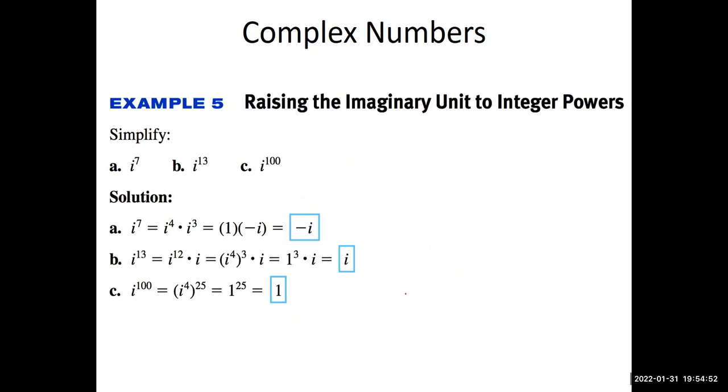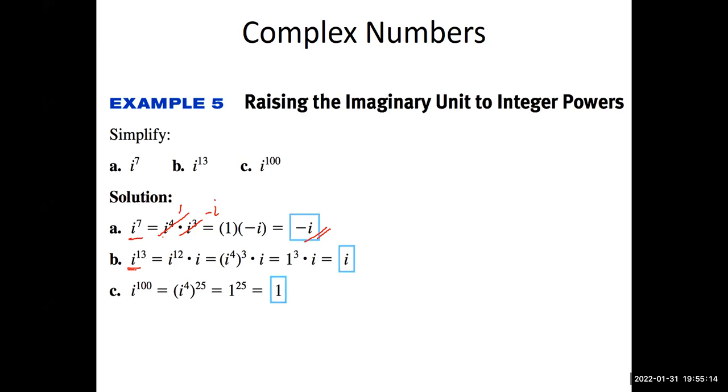So we have here some examples. Nagawa na natin to kanina. i raised to 7. i raised to 7 is i raised to 4 multiplied by i raised to 3. So i raised to 4 is 1. i raised to 3 is negative i. So we multiply it. 1 multiplied by negative i is negative i.